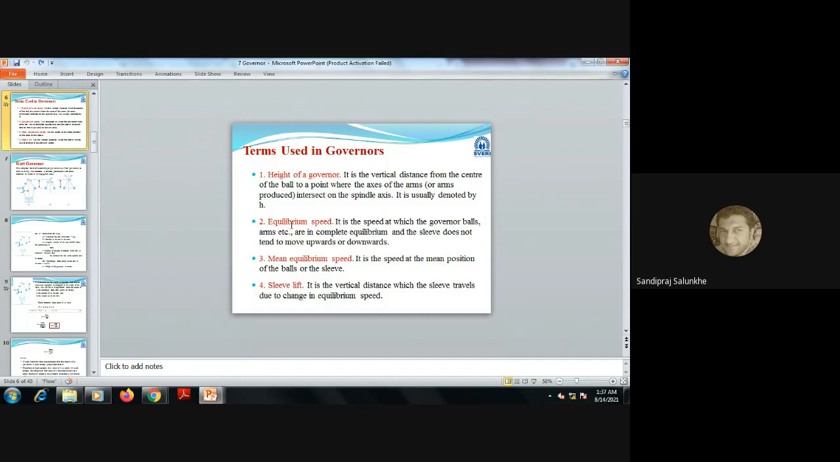Then equilibrium speed. Equilibrium speed is nothing but the speed of governor where the up and down motion of that sleeve is not taking place, where the sleeve doesn't move in upward or downward direction. That is called as equilibrium speed of that governor. That condition we have to achieve always.